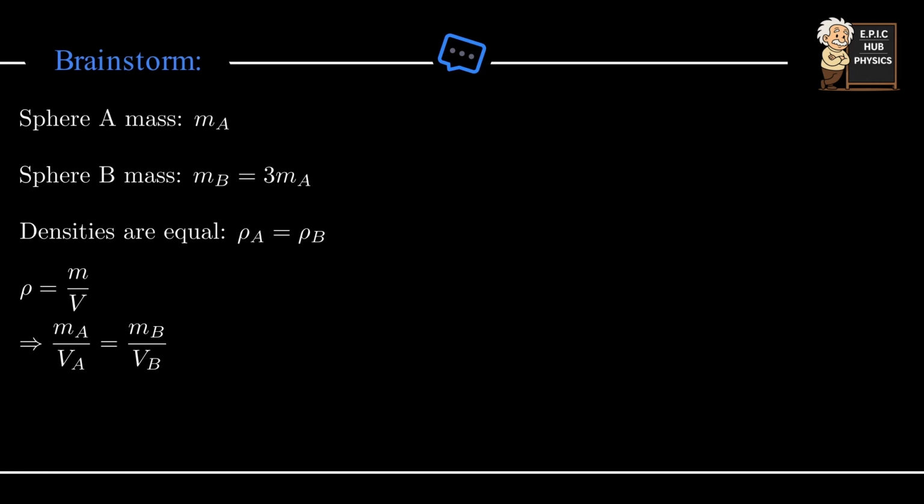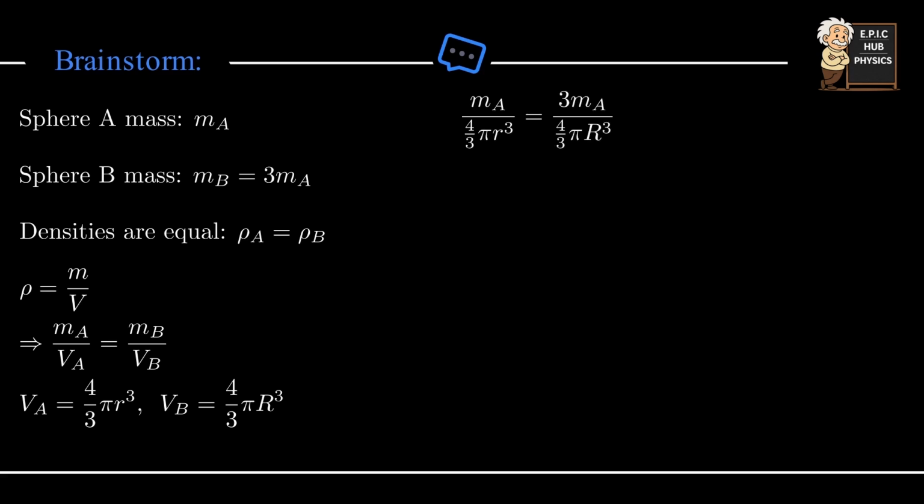Now we substitute the volumes of the spheres. The volume of sphere A is 4/3 pi small r cubed. The volume of sphere B is 4/3 pi big R cubed. Substituting these into the equation gives m sub A divided by 4/3 pi small r cubed equals 3m sub A divided by 4/3 pi big R cubed.